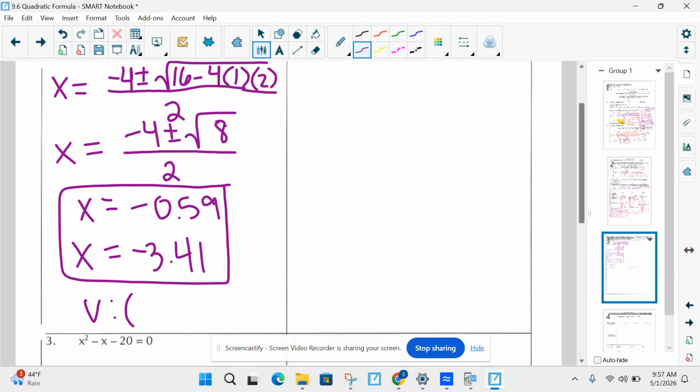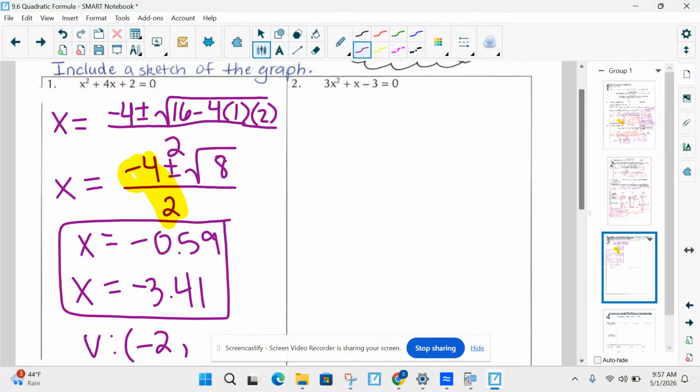So those are the main answers, but now I need to find the vertex so that I can graph it. What is the x-coordinate of the vertex? -2. It's the negative b over 2a part, right here. Then I'm going to plug -2 back into the x. So x squared plus 4x plus 2.